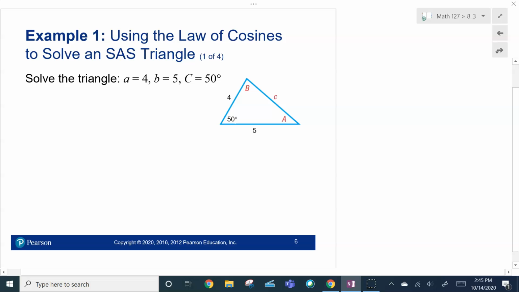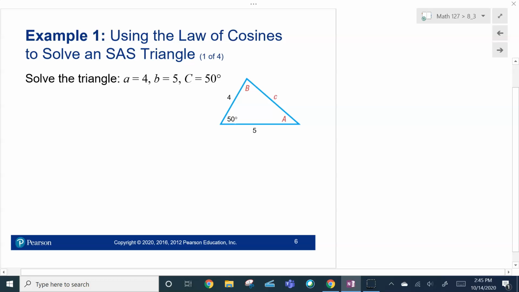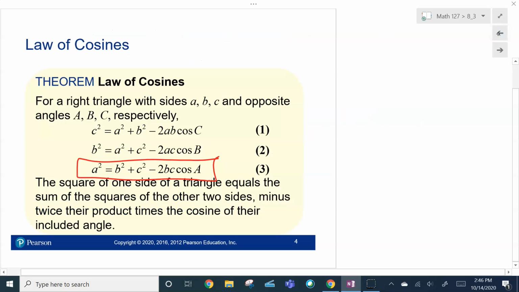All right, let's do this first example here. We've got a labeled triangle already. That's kind of nice for us. We have a equals 4, b equals 5, angle C is 50 degrees. And what we're going to do first is decide which of the law of cosines I'm going to use.